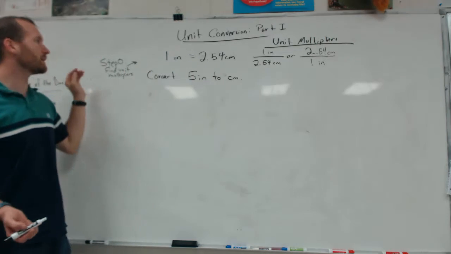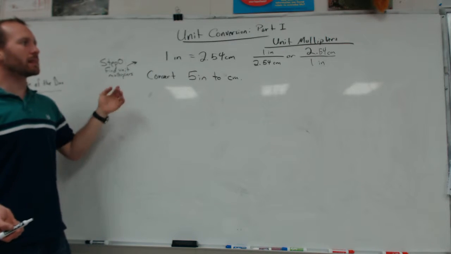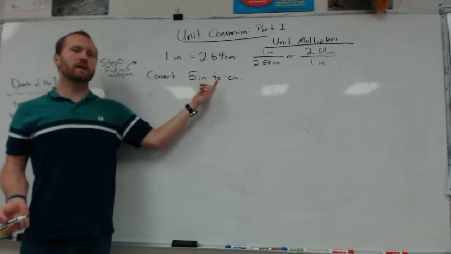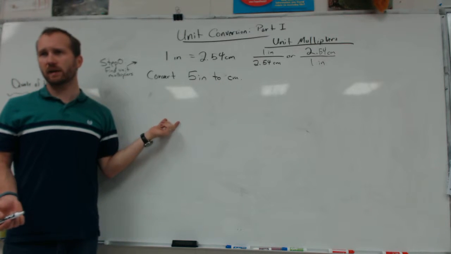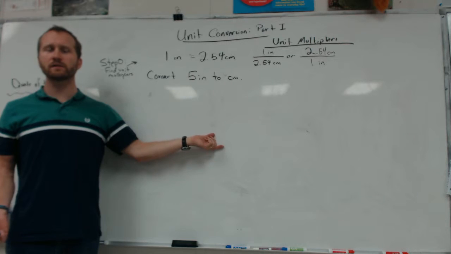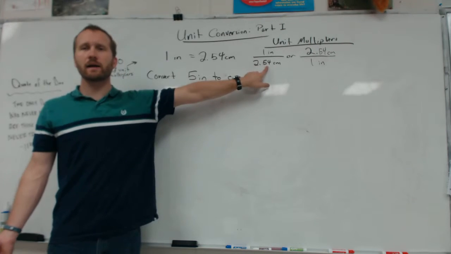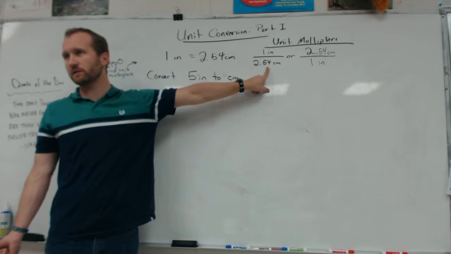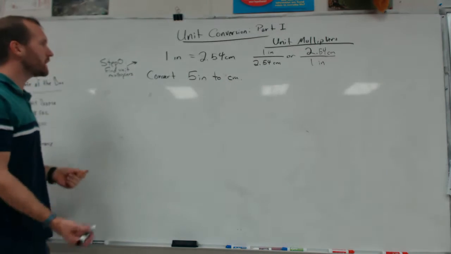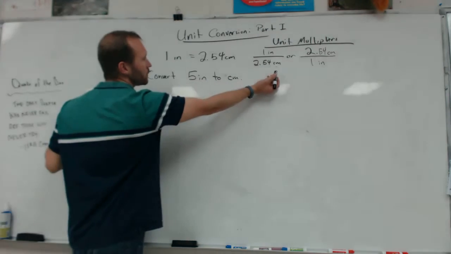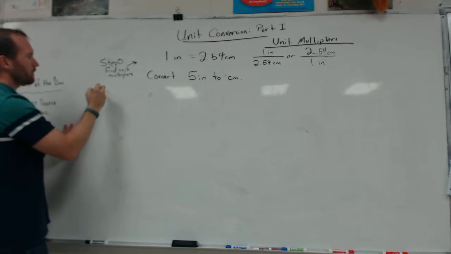You don't repeat this step for every problem unless you have a new set of units, right? If the next problem said convert feet into yards, I would need a new set of unit multipliers because this is not going to help me convert feet into yards. So step 0, make sure I have these 2 unit multipliers.